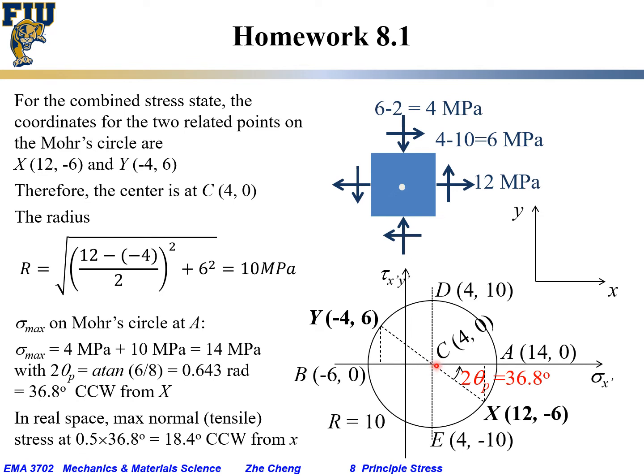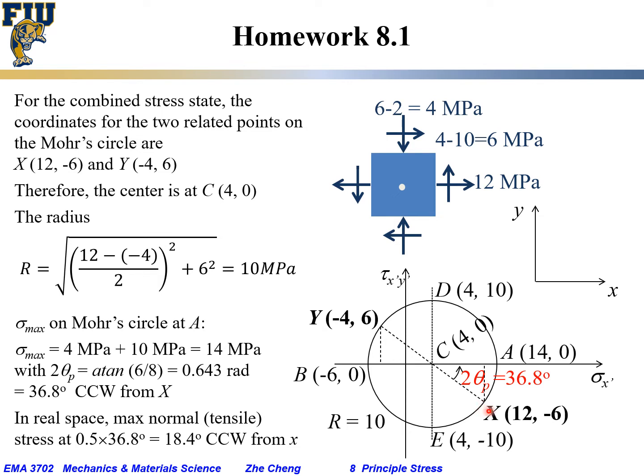So the center C would be at 4 comma 0, and the distance from here to here would be 12 minus 4, which is 8 for horizontal. The vertical would be 6. So the radius for this Mohr circle would be 10 megapascal.